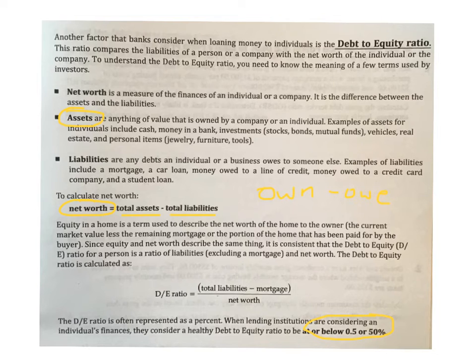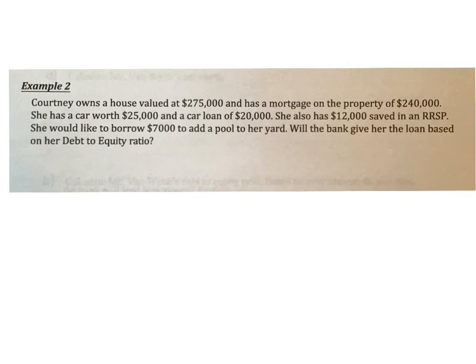Okay, so let's look at an example of this. Okay, so Courtney owns a house at $275,000. She has a mortgage on the property of $240,000. She has a car worth $25,000 and a car loan of $20,000. She also has $12,000 saved in RSPs, and she would like to borrow $7,000 to add a pool to her yard. Will the bank give her a loan based on her debt to equity ratio?